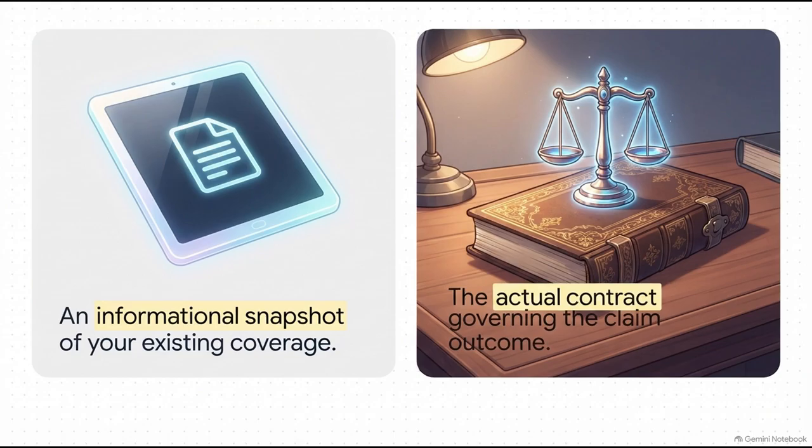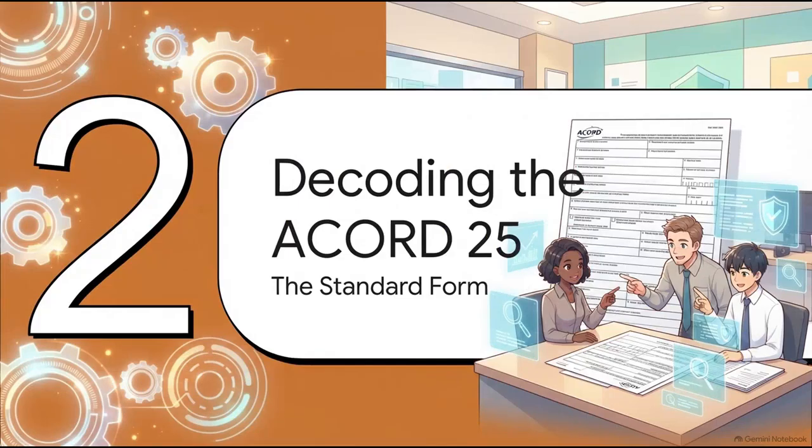The COI is literally just an informational snapshot of existing coverage at a specific point in time. Our sources stress that a COI doesn't amend, extend, or alter the coverage afforded by the policies in any way. It confers no rights. If there's ever a dispute, the actual full-length policy contract is what governs the outcome, not this one-page summary. Moving to Section 2.